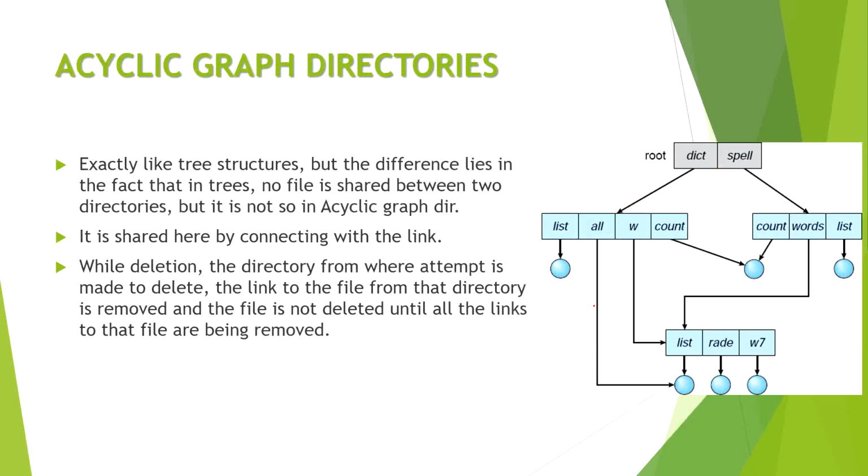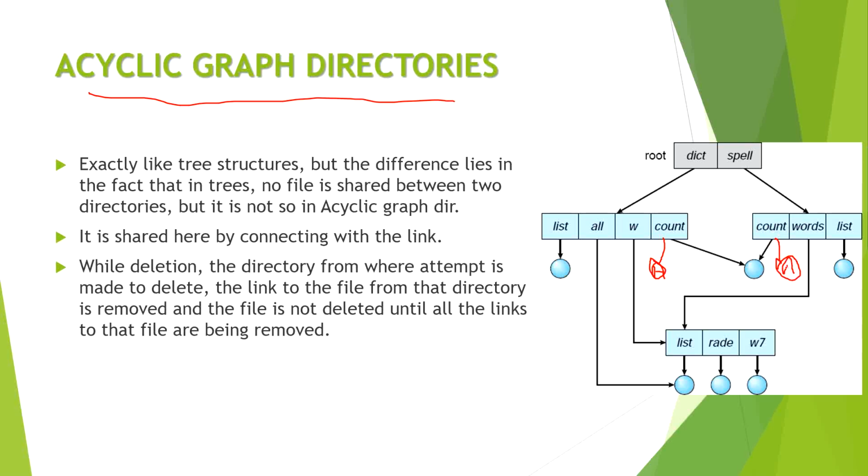Okay, so let's move on to acyclic graph directories. Here these are just similar to tree structured directories; the difference is that we can share files between different directories. If we want to save a file in a directory, let's say we have one count directory and we are storing one file A, and the same file is also stored by another user in count, in spell of count.